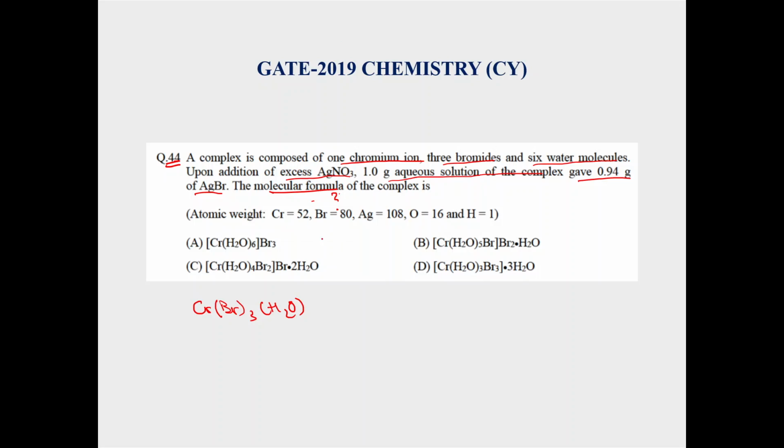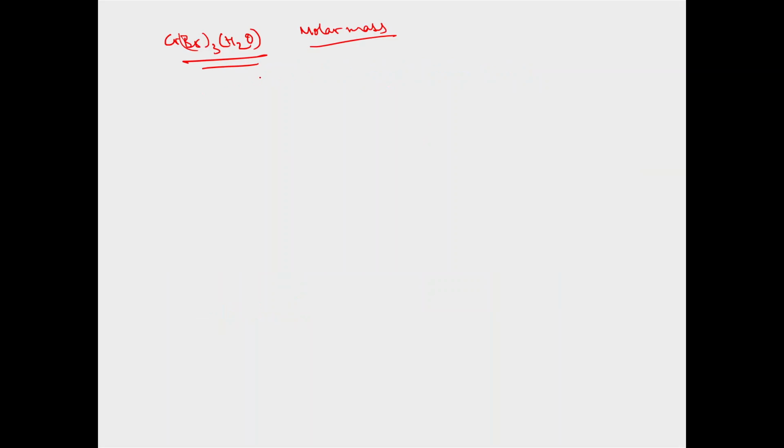So chromium, Br3 and six water. First we will calculate the molar mass of this complex. Here you can see that they have given the atomic weight for all the elements. For chromium it is 52, plus 6 water.